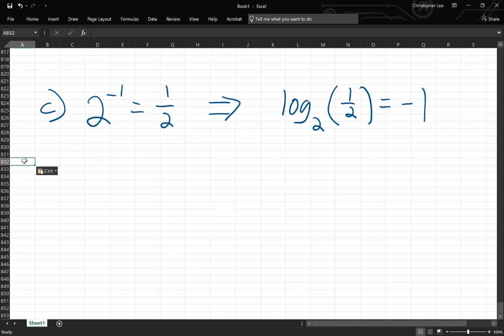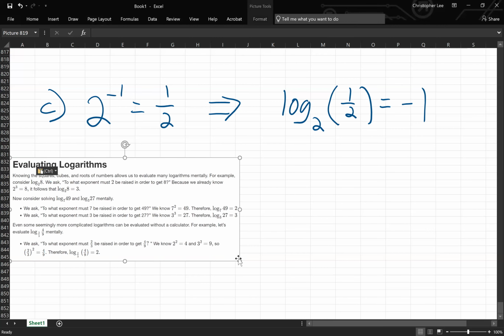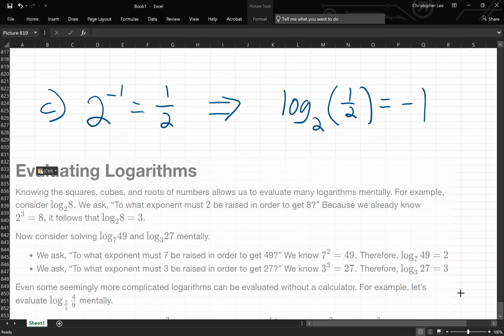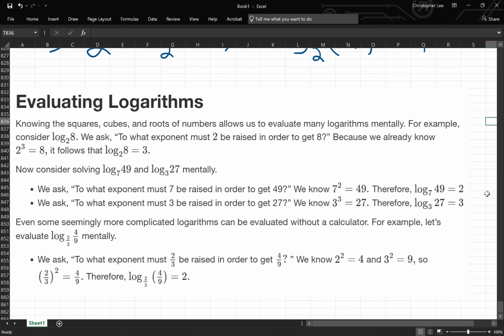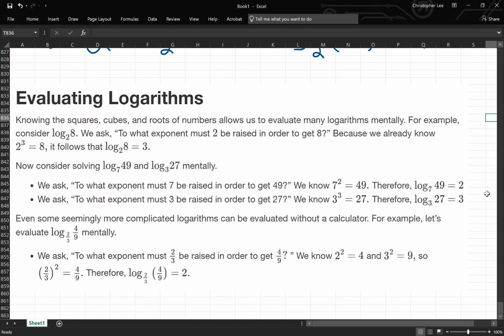So let's move on. So this is evaluating logarithms. Knowing the squares, cubes, and roots of numbers allows us to evaluate many logarithms mentally. For example, consider log base 2 of 8. We ask, to what exponent must 2 be raised to get 8? Because we already know that 2 to the third power is 8, it follows that log base 2 of 8 is equal to 3.